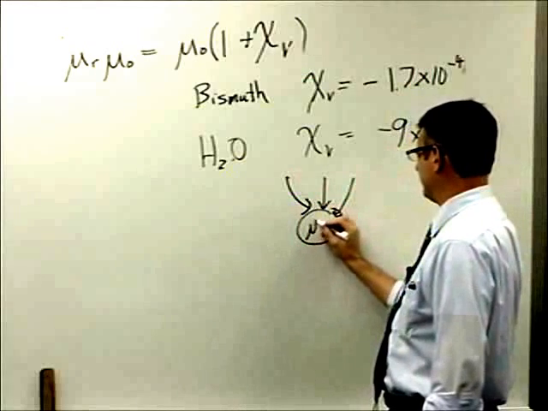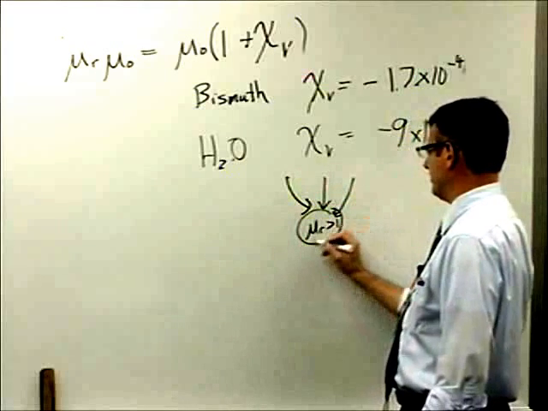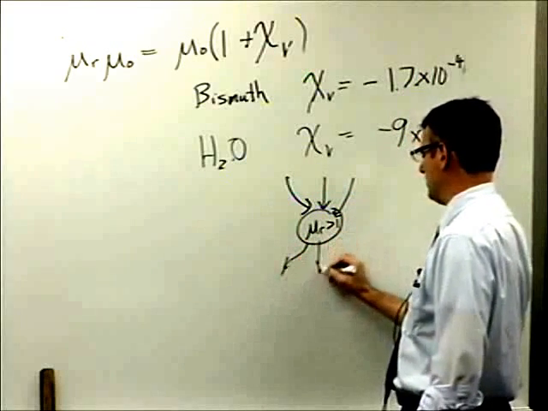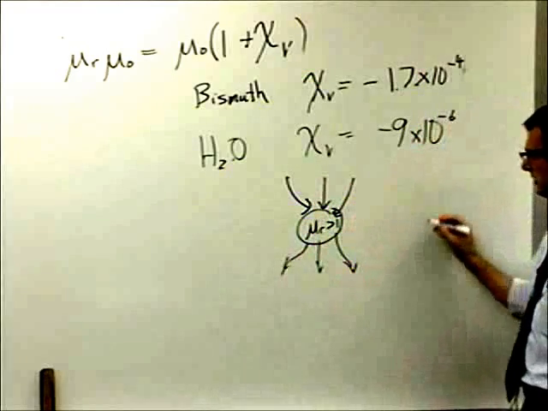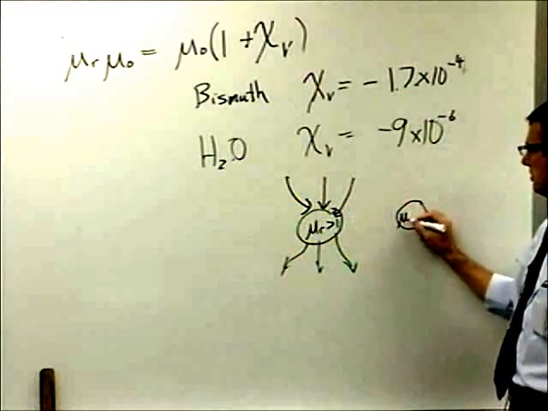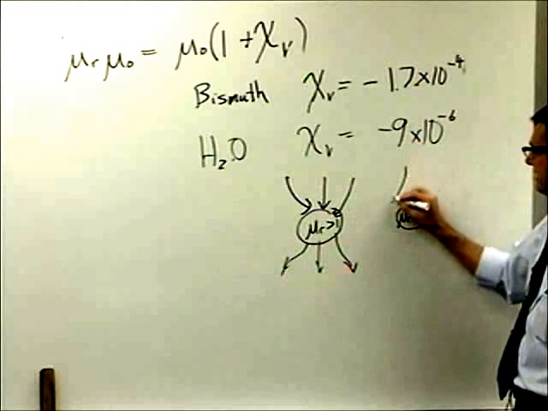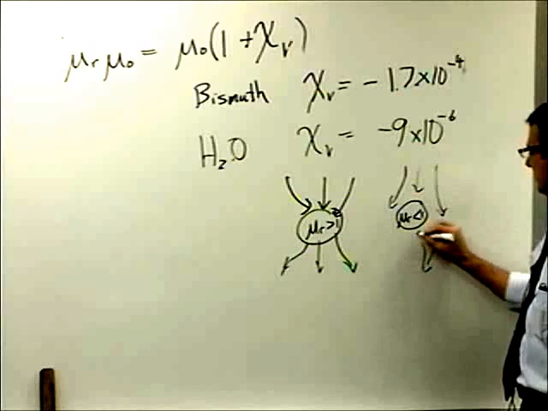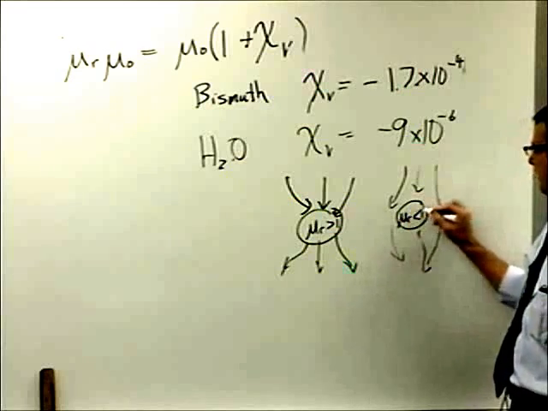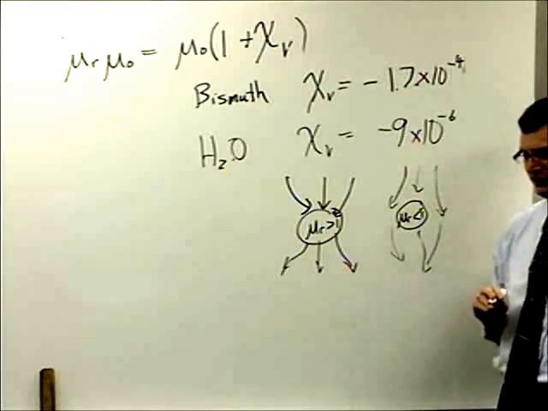But when Musil bar is greater than 1, it's a lower energy state to have the B field conduct into the material. When Musil bar is less than 1, it actually expels B field because it makes less energy. It takes less energy to have a lower B field in that material.